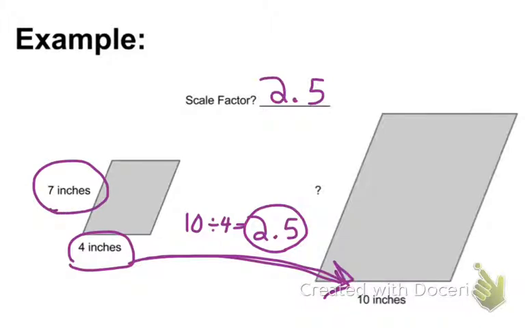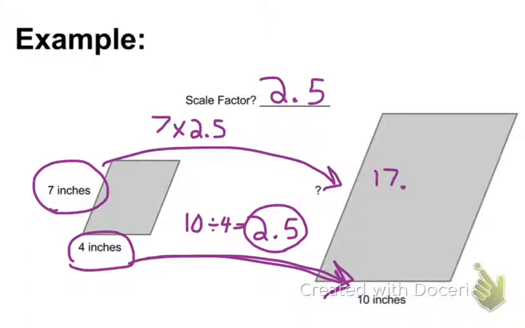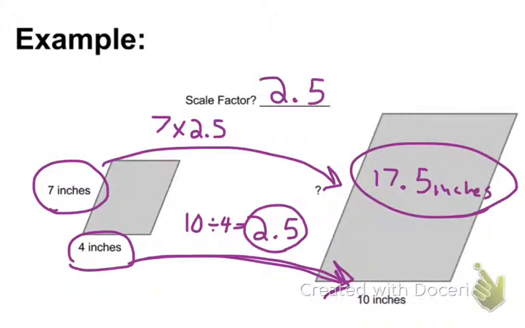Well, I know this side is 7 inches, and I know my mystery side is congruent. So all I have to do is 7 times 2.5. And if I do 7 times 2.5, my answer is 17.5 inches as my missing side. So as you can see, it's a really simple little process, and it's pretty easy to wrap your head around. You're just using two skills that you already have and putting them together and making them into a really useful little tool for finding missing sides.